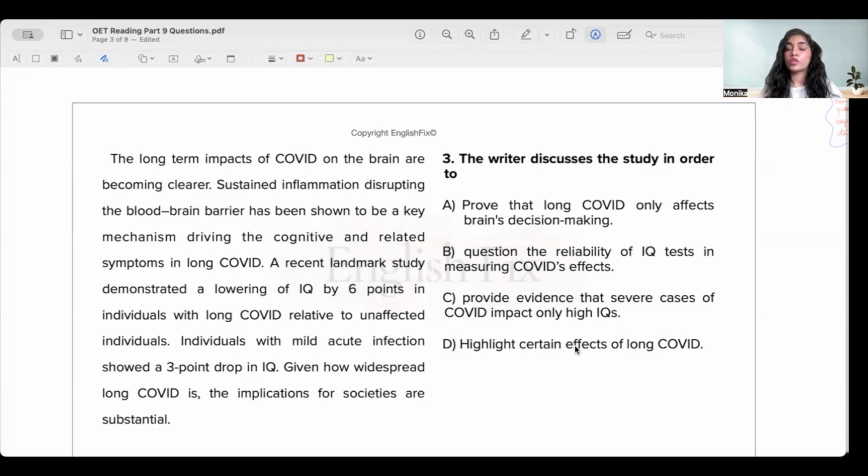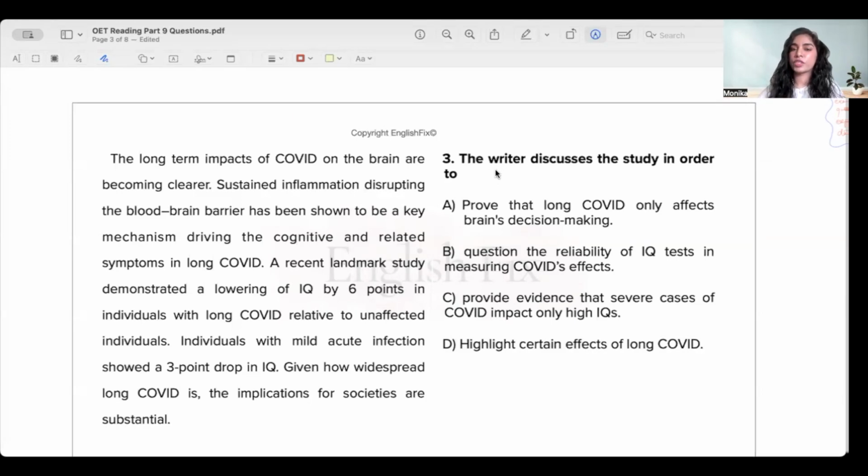Now, if you want to know the answer to this particular question without any explanations whatsoever, then you can skip right ahead towards the end of the video. You will find the answer there. But if you are a student who is preparing for the OET reading exam and you want to learn how to answer the questions that you encounter in your Part C, then keep watching this video.